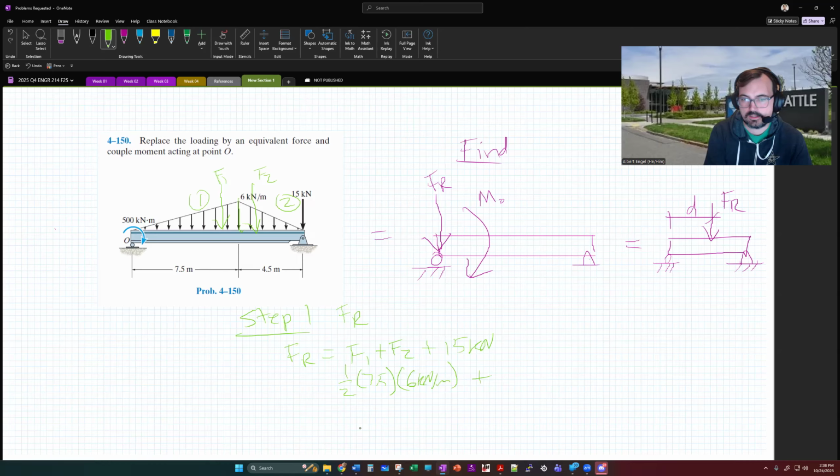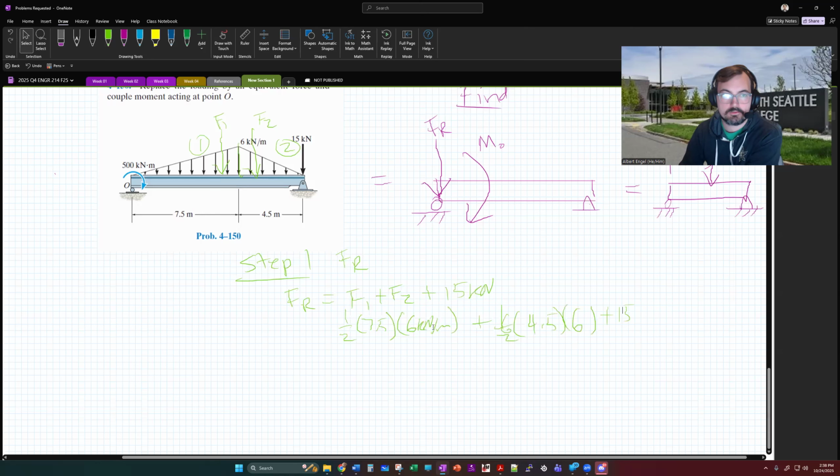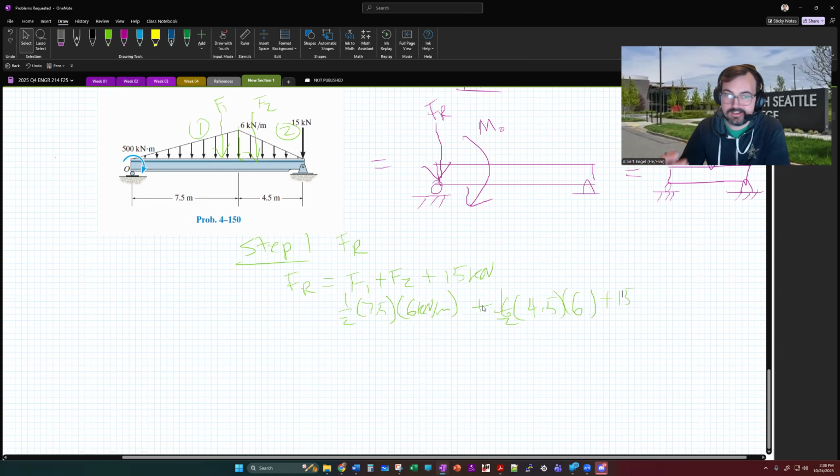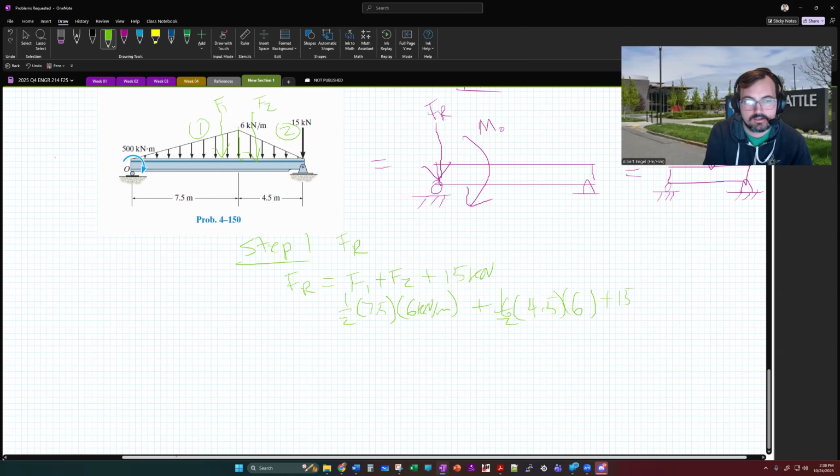Plus the 6 kilonewtons, 1/2 times its length, 4.5 times 6 kilonewtons again, plus 15. And I'll leave you to do the calculations. And remember, at this point, I'm trying to solve problems and practice that skill, go fast. Practice more problems, look at the engineering part, don't worry about the algebra, but I'll get a sum of forces from this. That's what I'm going to get from this step.